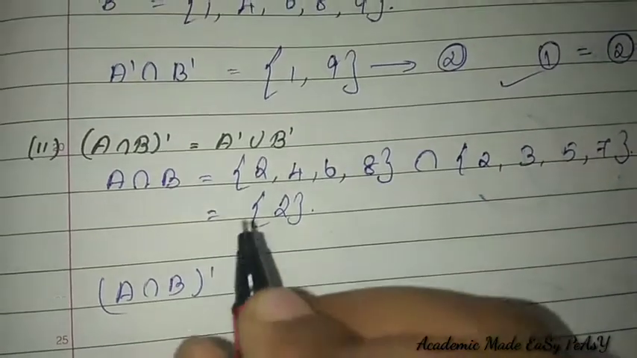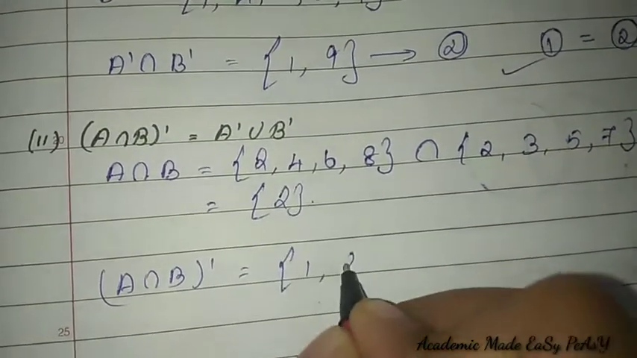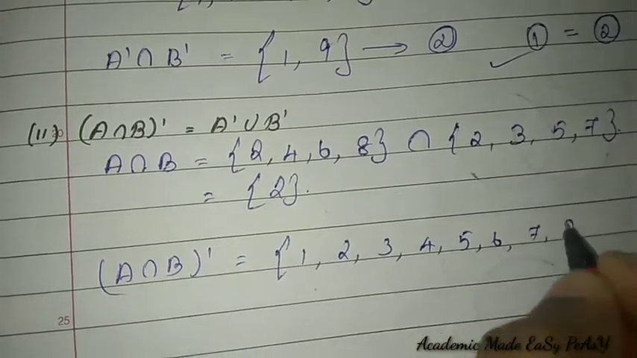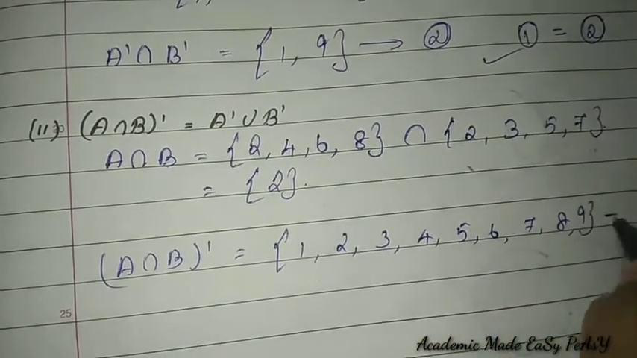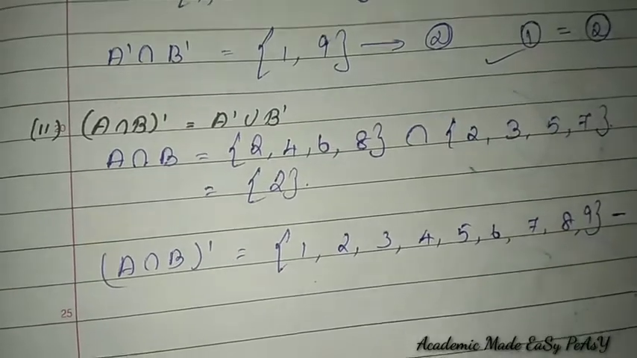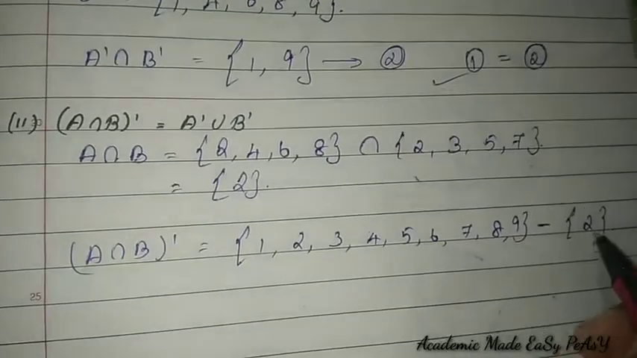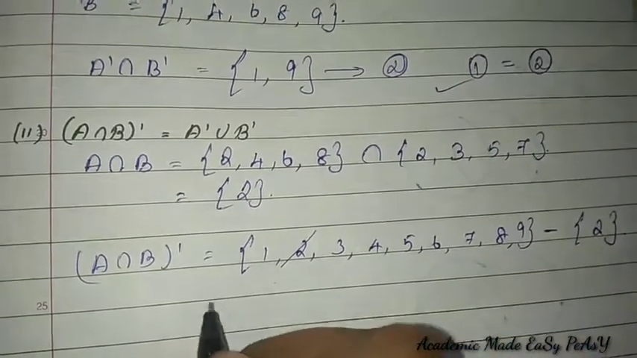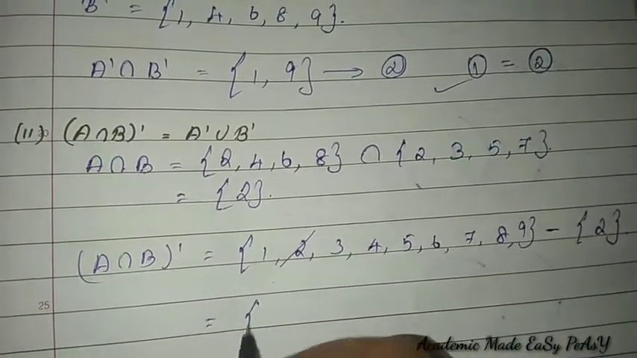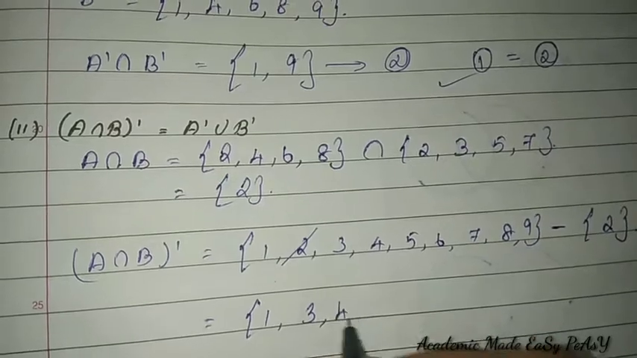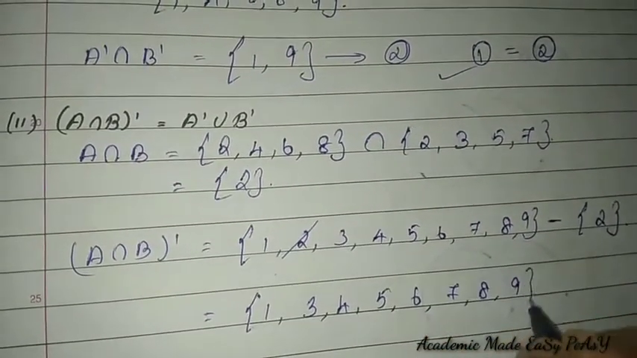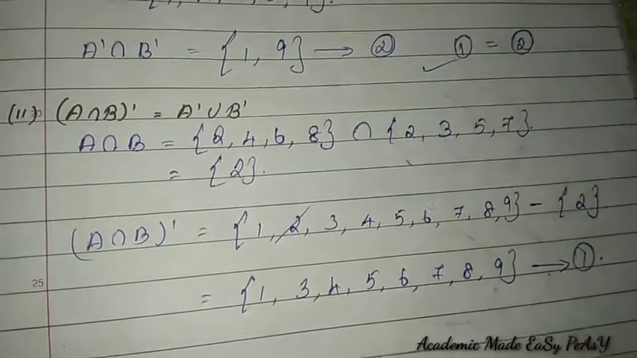No. So, what is my U? 1, 2, 3, 4, 5, 6, 7, 8, 9. Difference 2. So now I have to cancel the common elements. Only 2 is common. So therefore I will write {1, 3, 4, 5, 6, 7, 8, 9}. This is my equation 1.